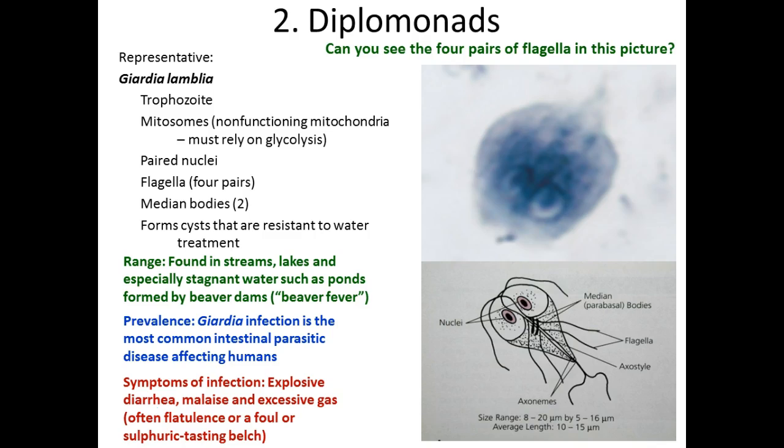Anthony van Leeuwenhoek, the guy that first looked at microscopic organisms and wrote letters to the Royal Society in London, is credited with being the first to observe, and he was the first to also see Giardia because he looked at his own poop. So how do you treat? Different medications.